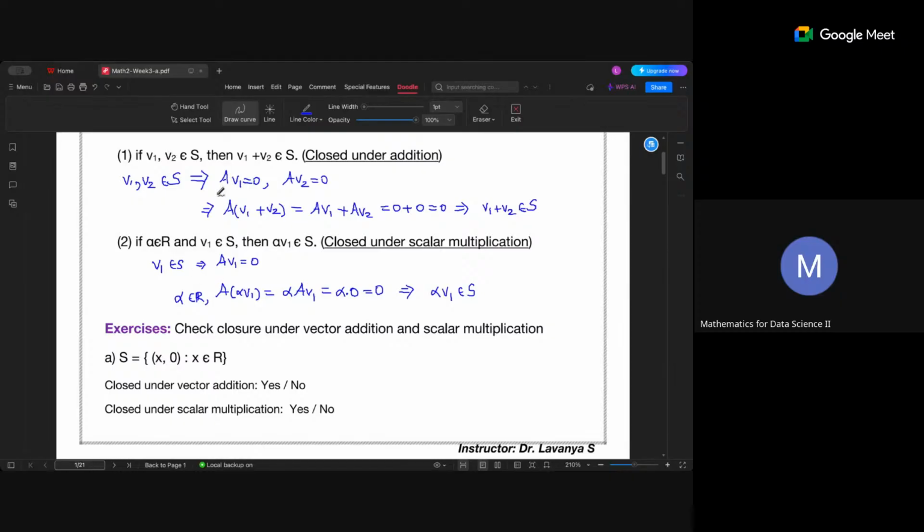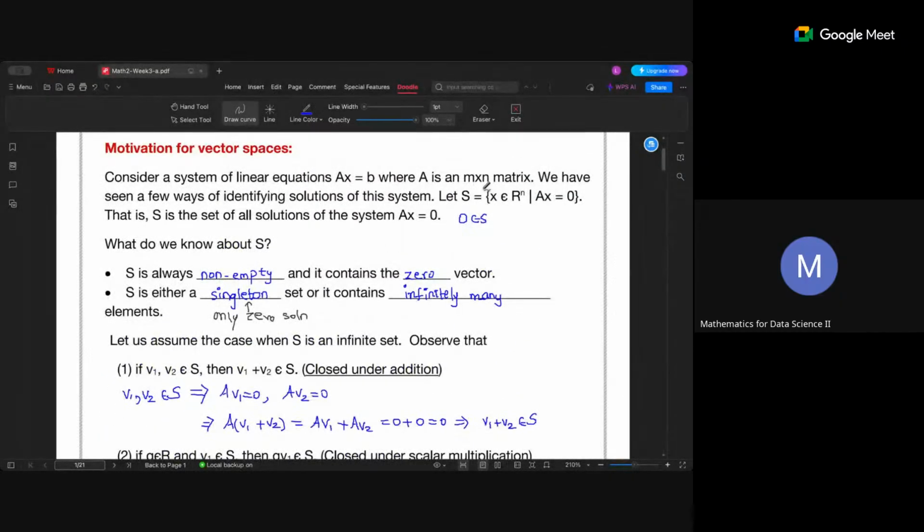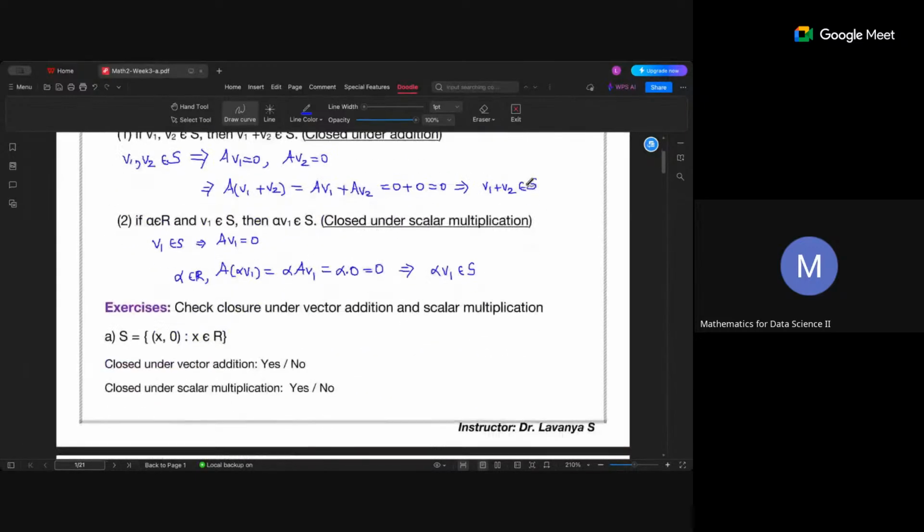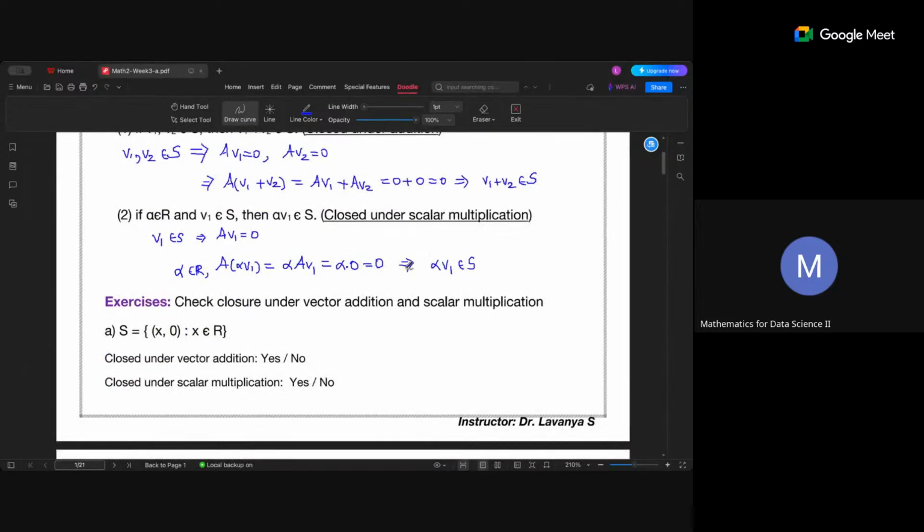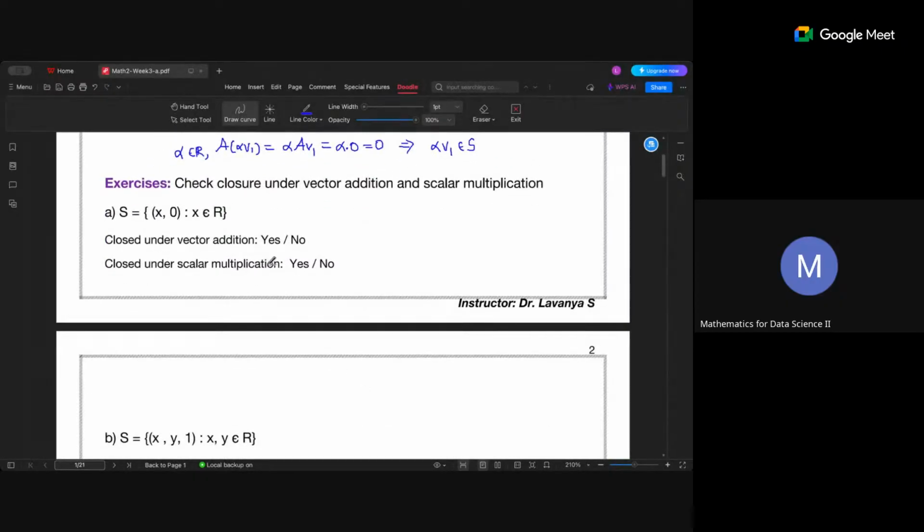So we see that for this set S, where S is the set of all solutions of the homogeneous system, these two properties are satisfied. We will see some more examples and check whether this property is satisfied for other sets or not. Okay, so for this set S, now we are going to see whether it is closed under vector addition or not. Okay, so how to check closed under vector addition?